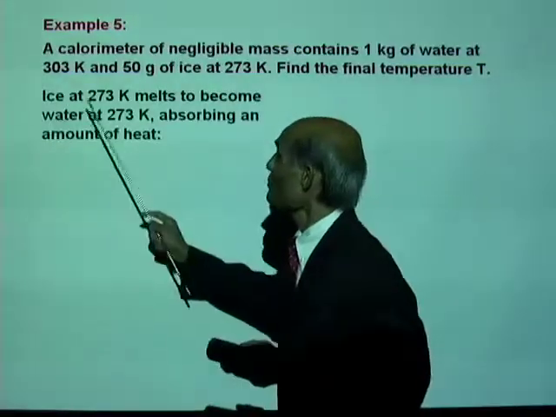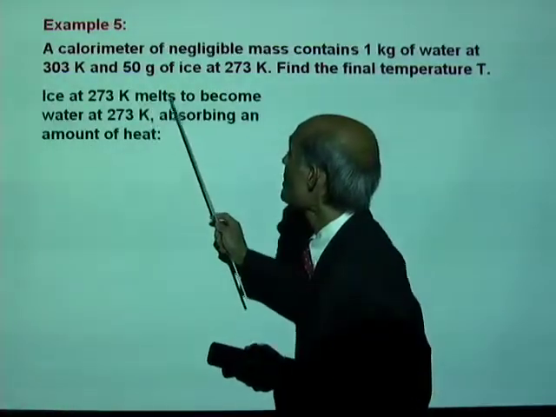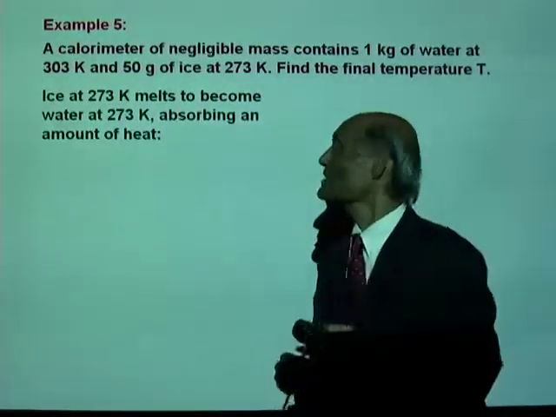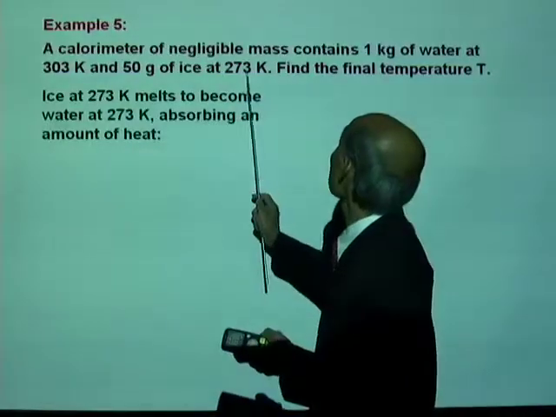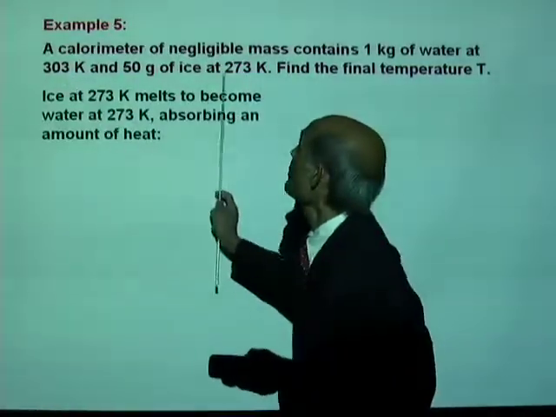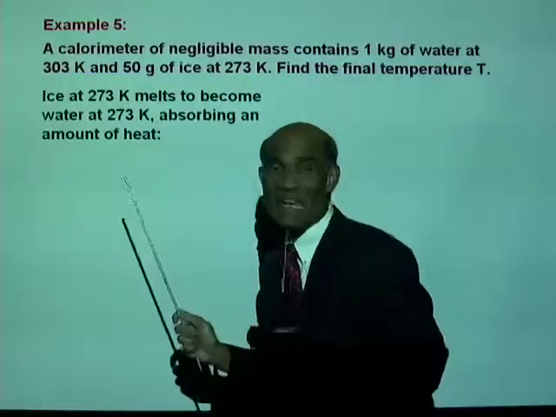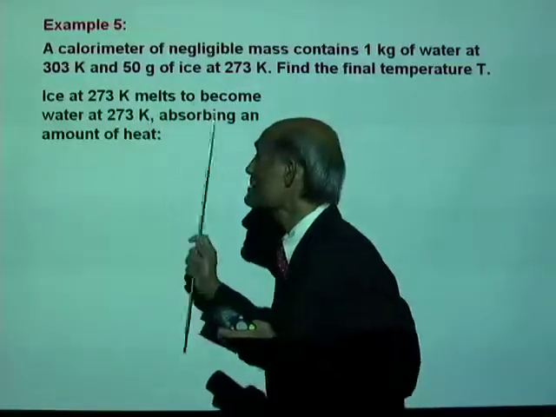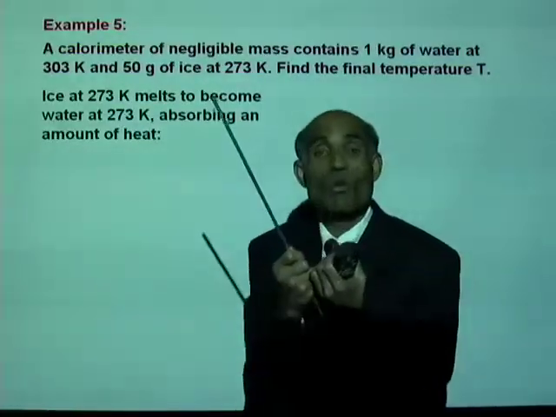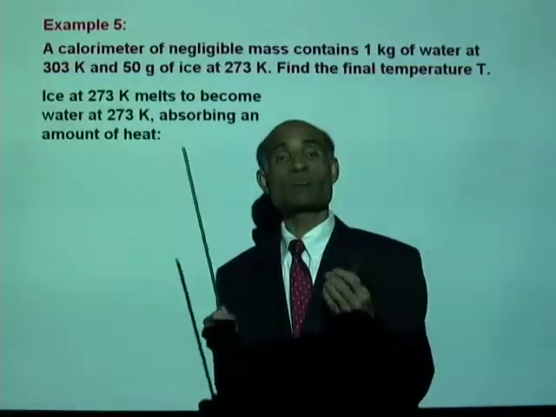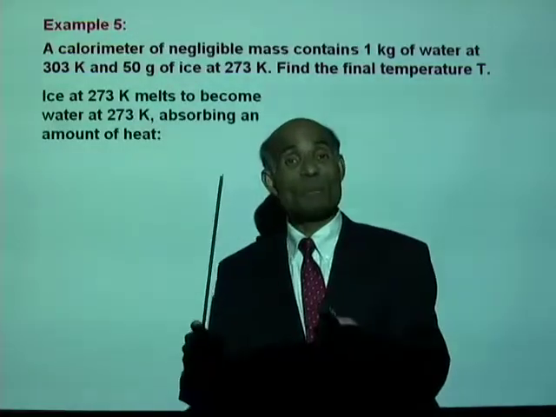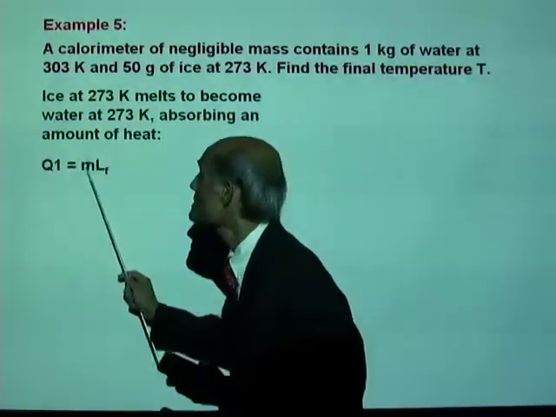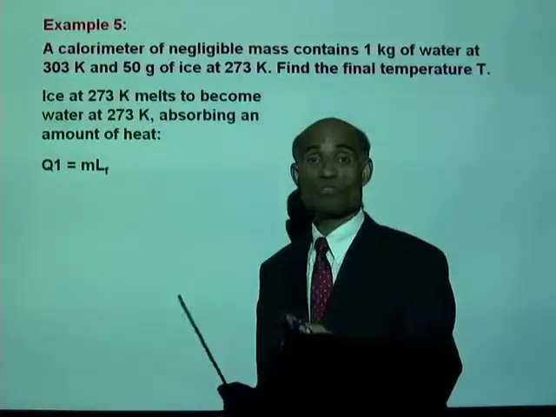Alright, what happens? Ice at 273 Kelvin first melts to become water at 273 Kelvin. The temperatures are given in Kelvin here. You see that? So ice at 273 Kelvin first has to melt to become water at the same temperature, absorbing a quantity of heat. What is the quantity of heat absorbed during that time? Will be mass times latent heat of fusion. Q1 is mass times latent heat of fusion.